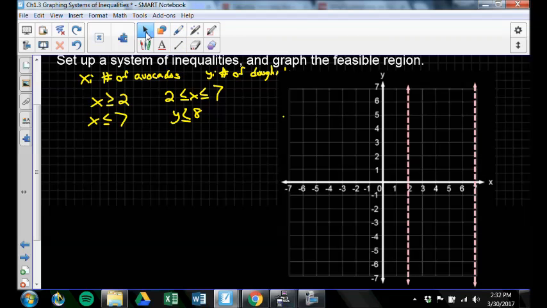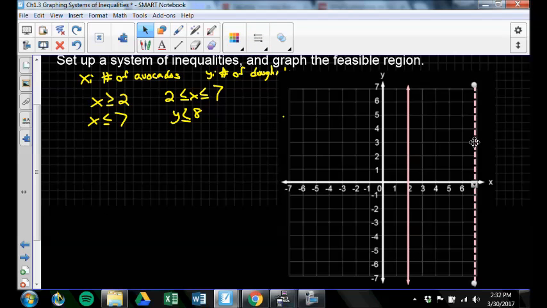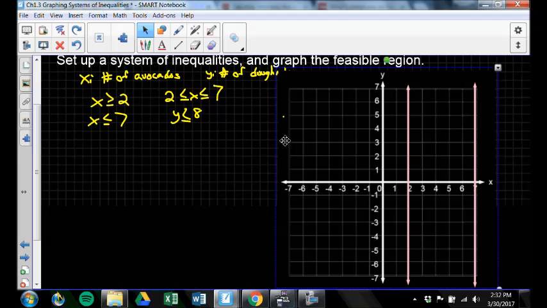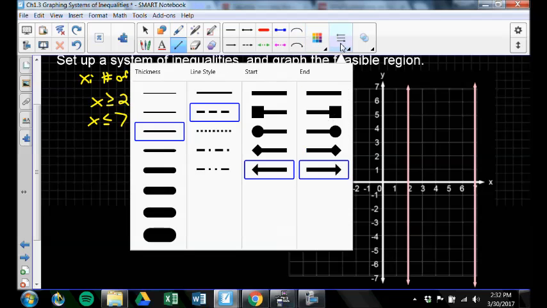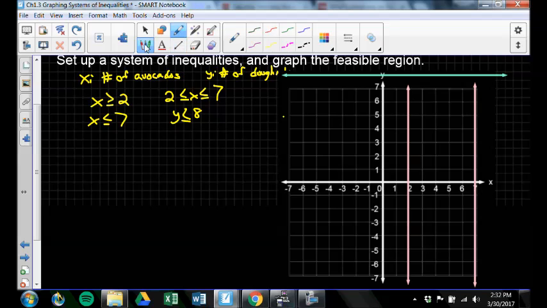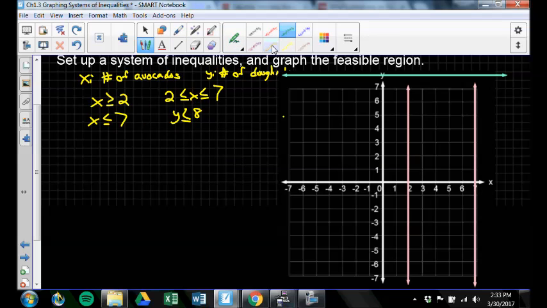But these should be solid. Anything in between those two spaces is going to work. Also, we want y to be less than 8. Well, if y is less than 8, let's pretend like 8 is up here. This is y is less than 8. And we're going to get anything in this neck of the woods.